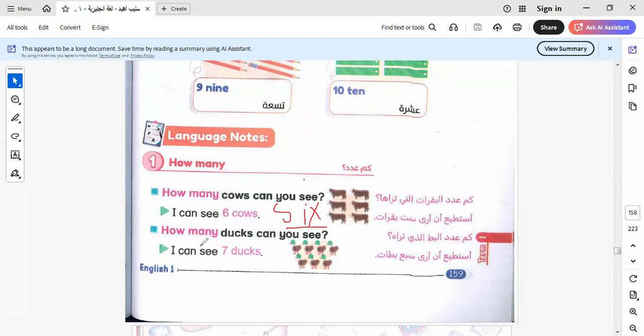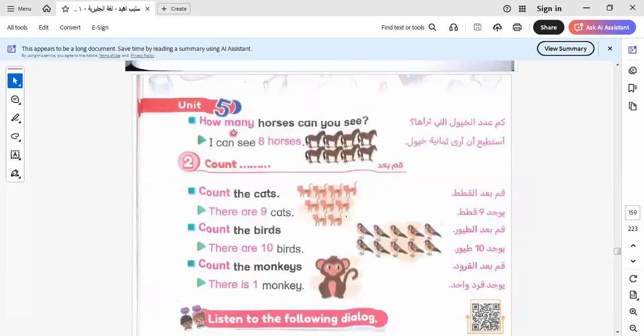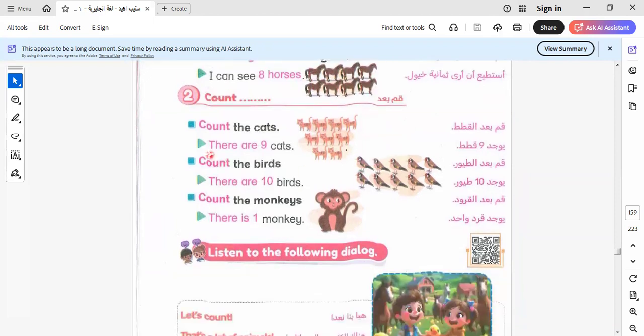Let's go to another one here. How many ducks can you see? I can count the ducks: 1, 2, 3, 4, 5, 6, 7. So here 7 is written like this in numbers and like this in letters. Let's go to another one. Here we say, how many horses can you see? I can see 8 horses. Let's count it together: 1, 2, 3, 4, 5, 6, 7, 8. It will be 8 horses.